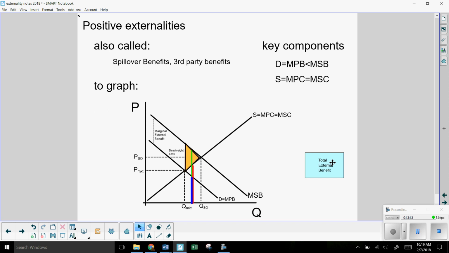And that would be another way of thinking about areas so that they don't overlap, so that you don't twist up your brain by thinking about how the same area can represent gain to one person and also loss or gain to somebody else. But I hope that helps with graphing positive and negative externalities. And the next time we'll look at ways of fixing them, remedies for externalities.